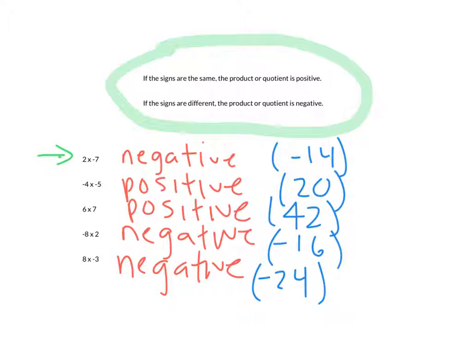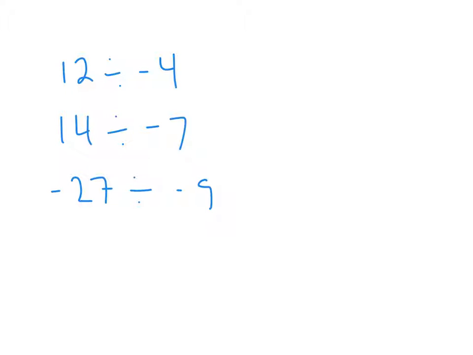One last bit. Got a couple division problems. Okay, 12 divided by -4. Rules still apply. Signs are different. You're going to divide, and it becomes a negative. 14 divided by -7. Signs are different.